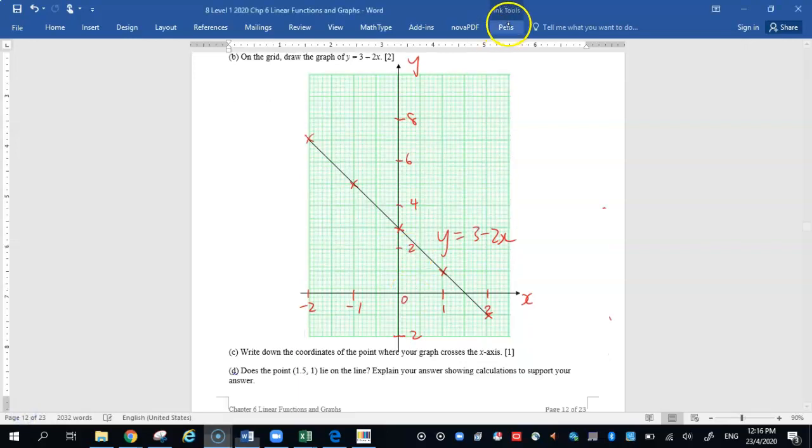For the next part of the question, you are asked to write down the coordinates of the point where your graph crosses the x-axis. That will be over here, and the coordinates are (1.5, 0). The name of such a point is simply the x-intercept.